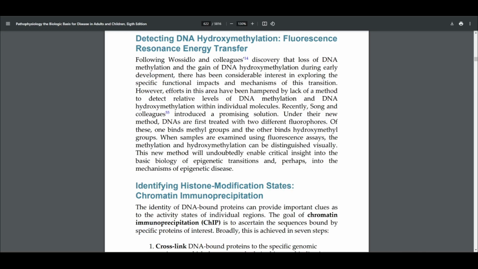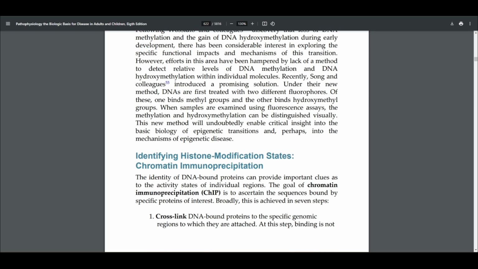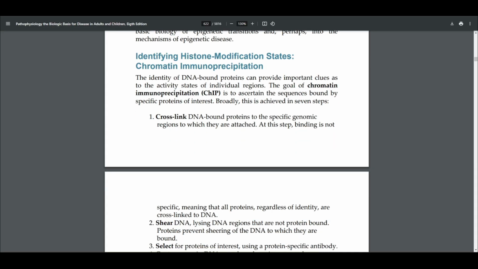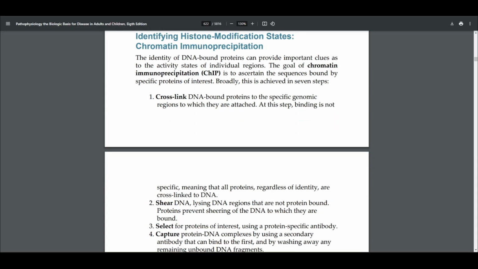Recently, Song and colleagues introduced a promising solution. Under their new method, DNA is first treated with different fluorophores. Of these, one binds methyl groups and the other binds hydroxymethyl groups. When samples are examined using fluorescence assays, the methylation and hydroxymethylation can be distinguished visually. This new method will undoubtedly enable critical insight into the basic biology of epigenetic transition and perhaps into the mechanisms of epigenetic disease. Identifying histone modification states: chromatin immunoprecipitation.